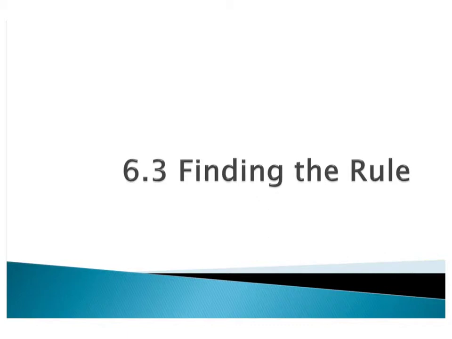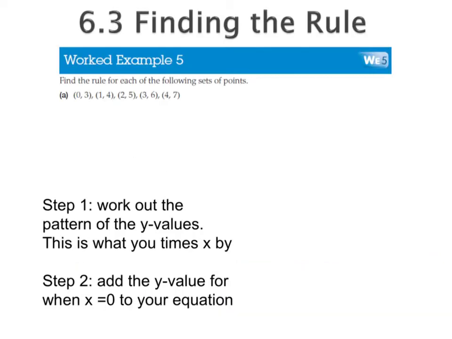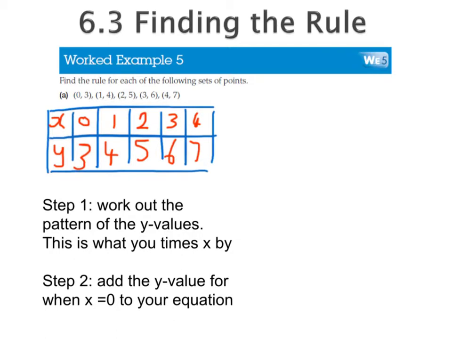So the next topic we're about to start is called finding a rule. For this question, you're asked to find the rule for the following sets of points. My recommendation would be to include a table, like this one here. The first step asks us to work out the pattern of the y values. If I have a look here, we can see that they are all going up by 1.